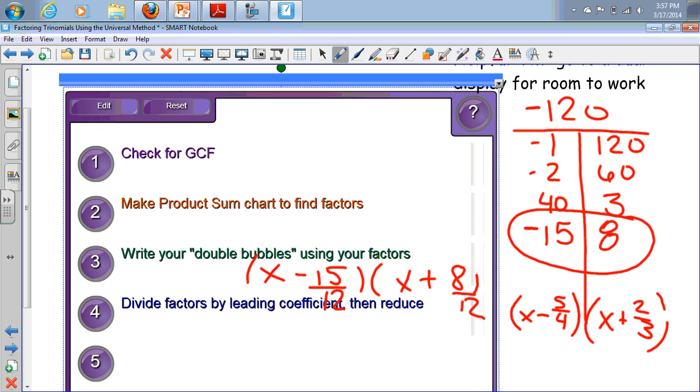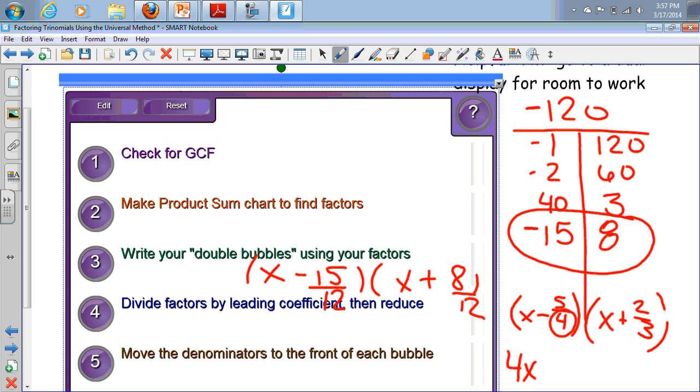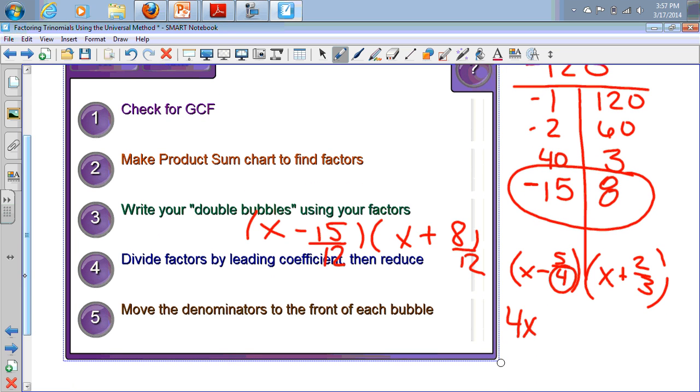And lastly, what do we do? Yep, we move the denominator to the front, the simplified denominator. So 4x, write it down here, 4x minus 5 times the quantity 3x plus 2. We can double check.